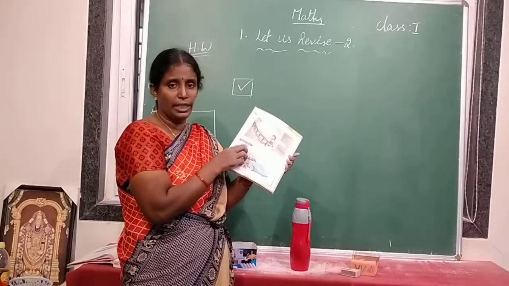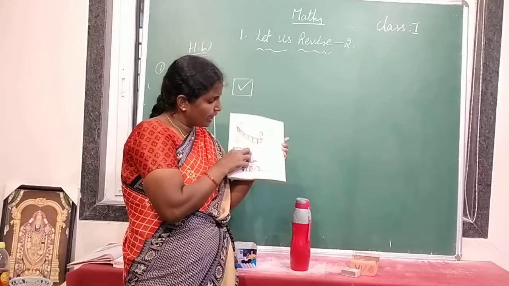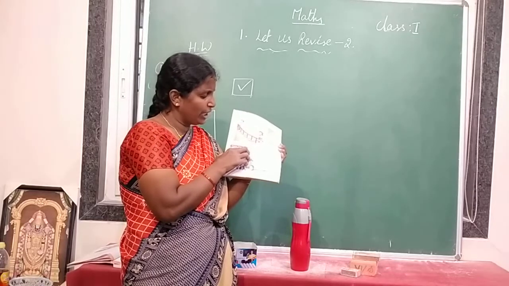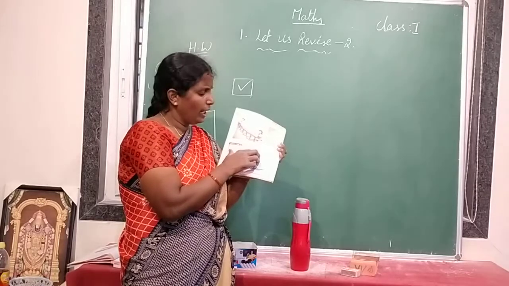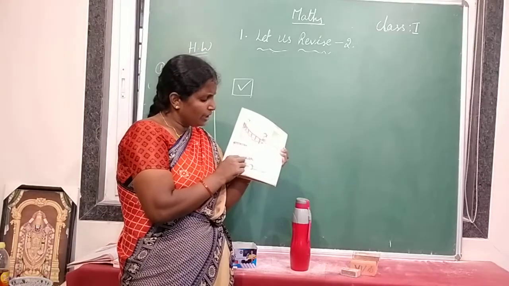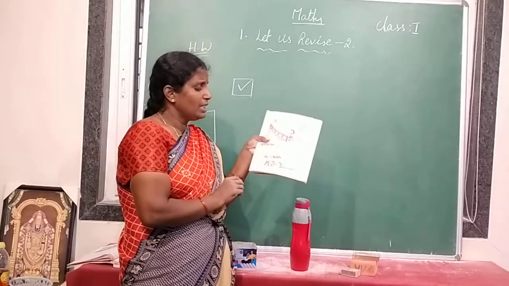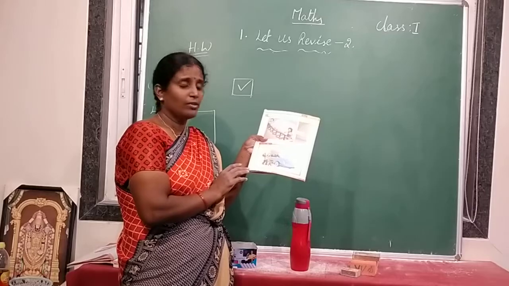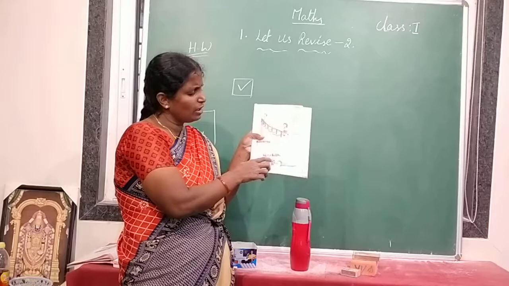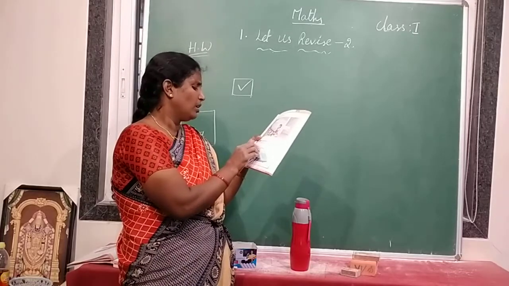And similarly, in practice zone 3, write T on the object that is on the top and B on the object that is at the bottom. So this is an object, car. This is a car. Which is on the top of that object? Is it on the top or this is on the top? Yes, this is on the top.